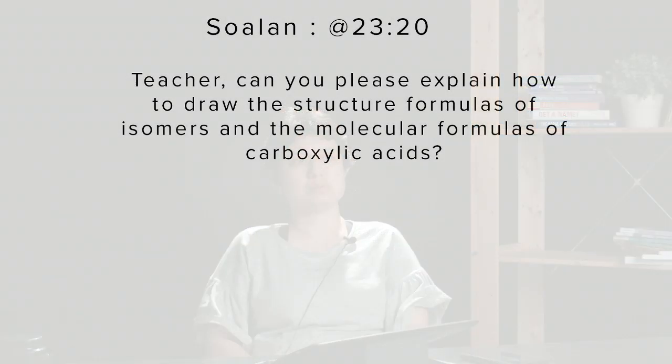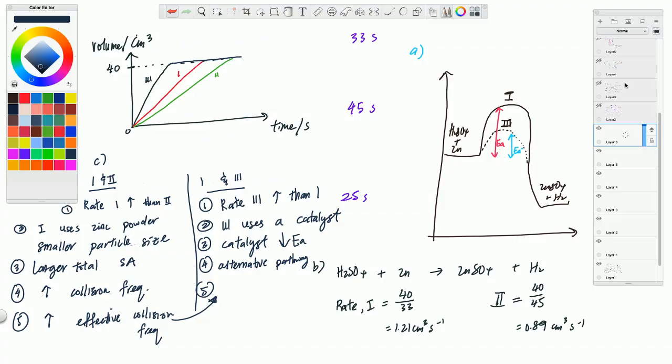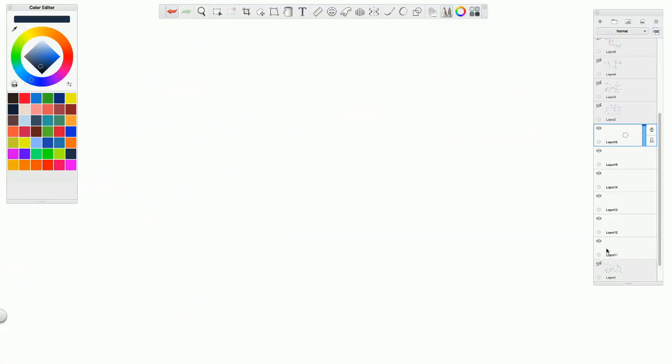Teacher, can you please explain to me? Oh, isomers of molecular formulas of carboxylic acid. Okay. Hold on. Let me increase the... All right. Yeah. Oh no. Okay. All right.